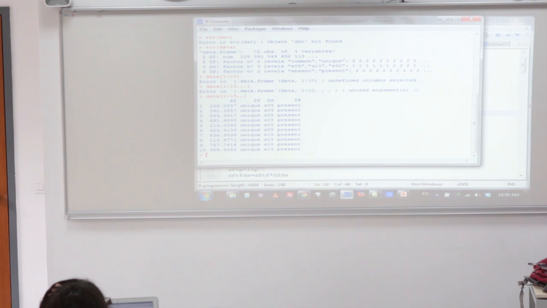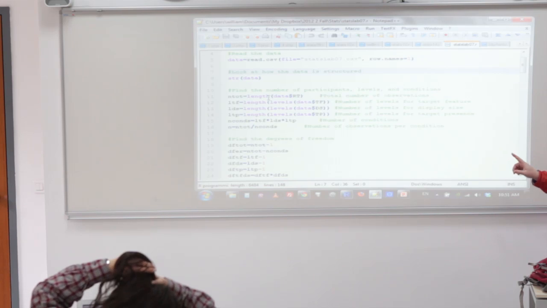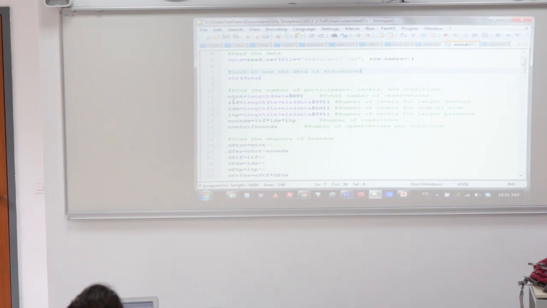Some of the things that I would need to calculate all of the sums of squares and the mean squares are things like the total number of observations that we have. To find the total number of observations, I just got the length of our RTs. Then I wanted to find the number of levels for the target feature. We saw that it tells us automatically, but if we didn't know how to get that from the data, we could calculate it. Get the length of the levels.